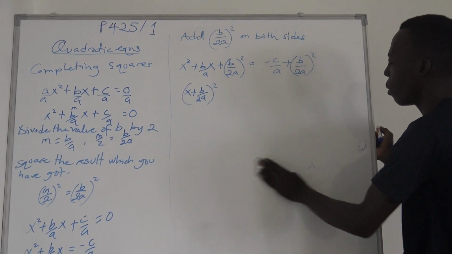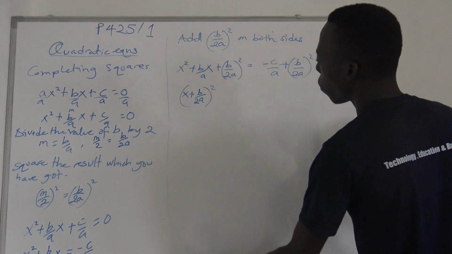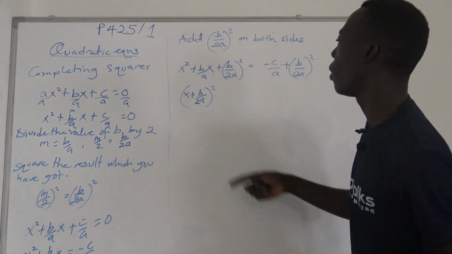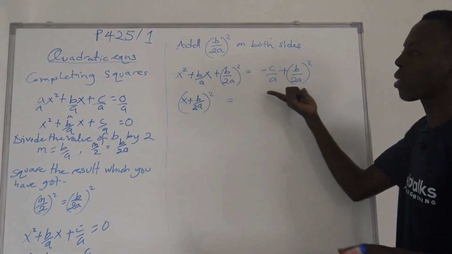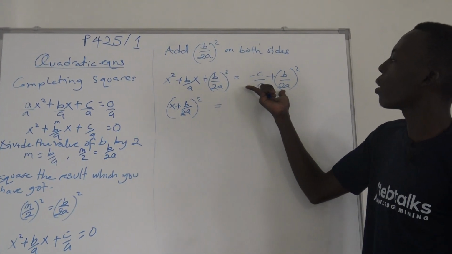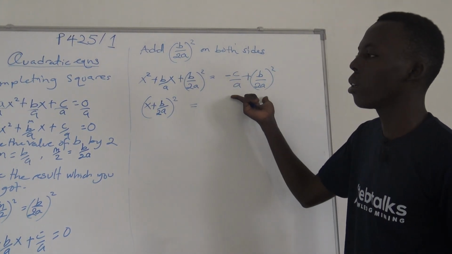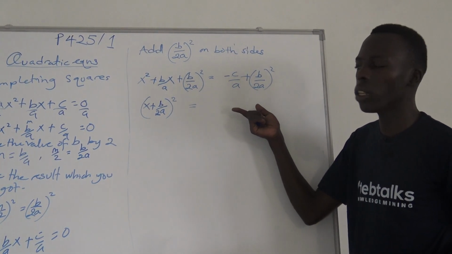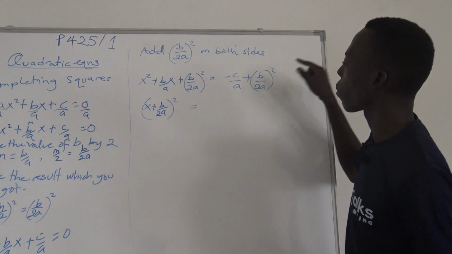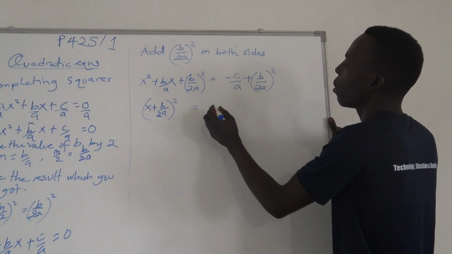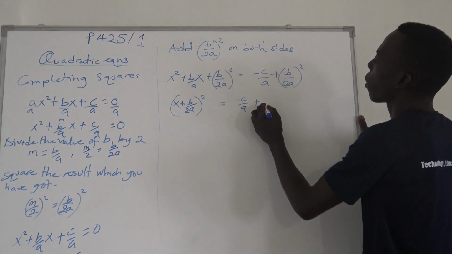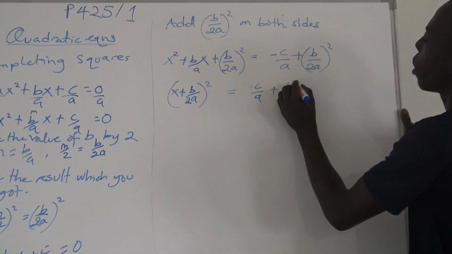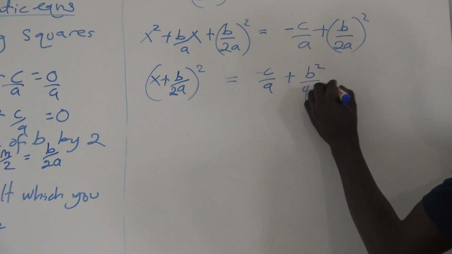So now we continue. This thing is the same as that. So this one will be equal to... we got this side. This side, you have to first get the LCM. But before you get the LCM, you must first introduce a square on each of these, which is negative c out of a, then plus b squared out of 4a squared.